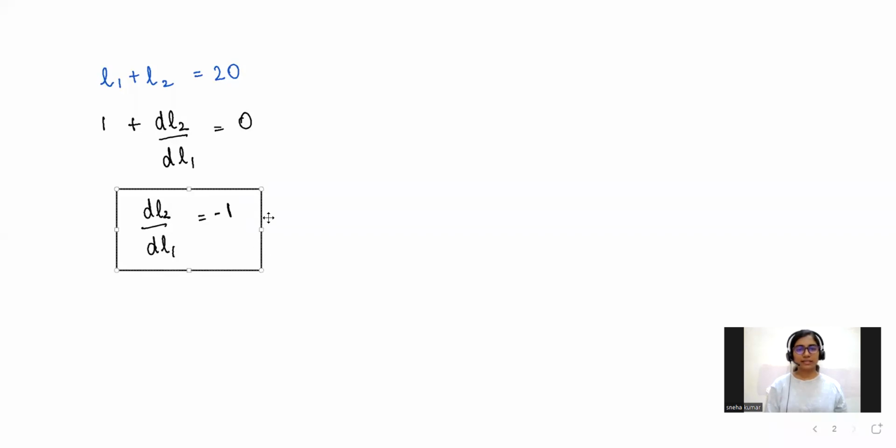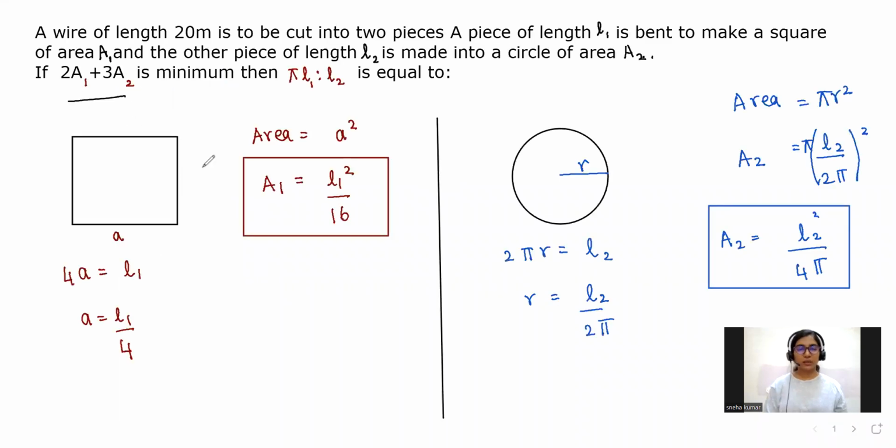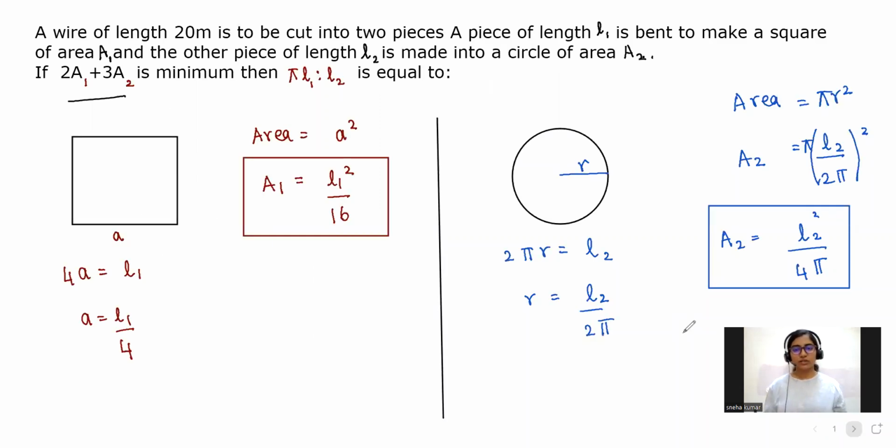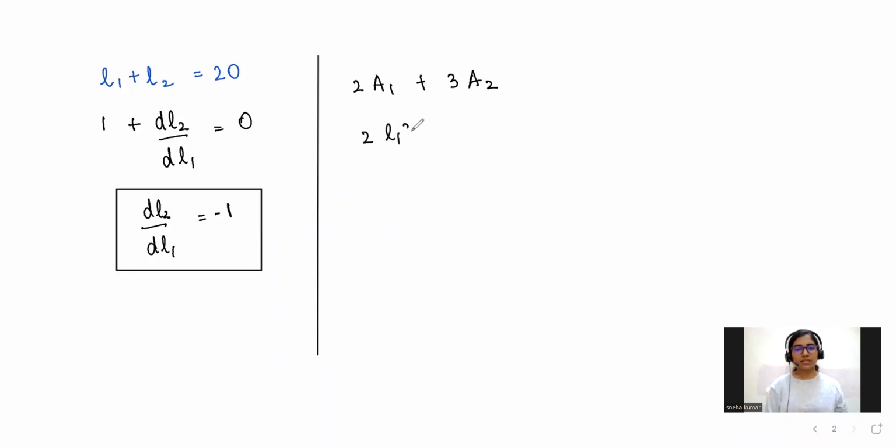For now, I'll keep it as such. Next, they have also given us another relationship. If you see, 2A1 plus 3A2 is minimum. I will be using this now. So we know the values of A1 and A2. Let's substitute them directly. So 2 times L1 square divided by 16 plus 3 times L2 square divided by 4 pi is going to be minimum.